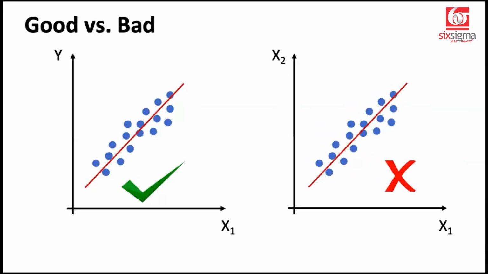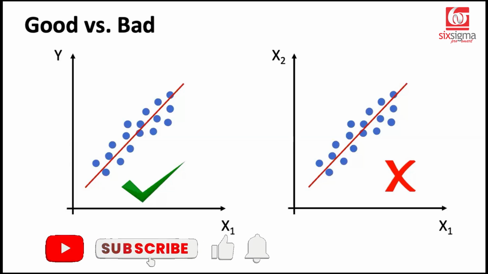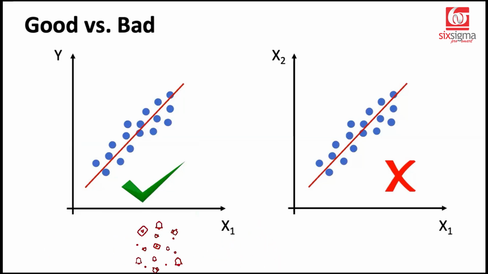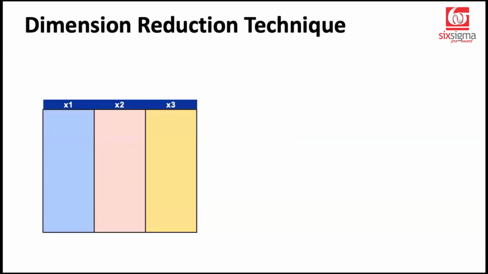So remember, we are okay to have correlation between a dependent variable and independent variables, but we are not okay for independent variables to be correlated themselves. And principal component analysis is one such technique that helps us eliminate multicollinearity in our data. So now let's understand PCA as a dimension reduction technique.